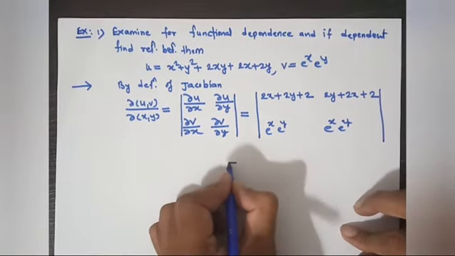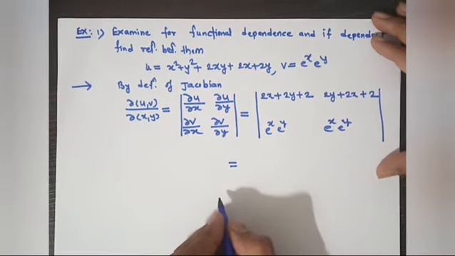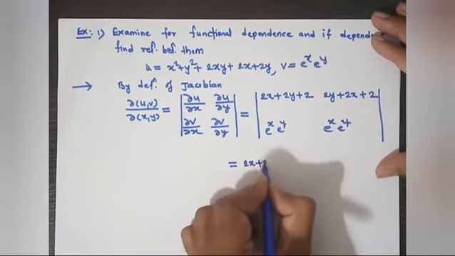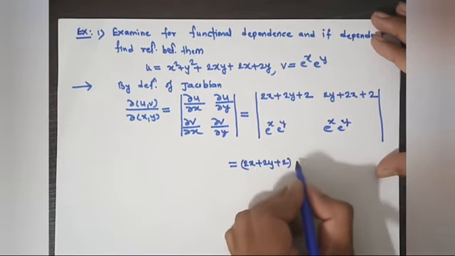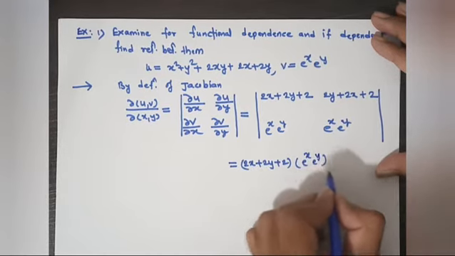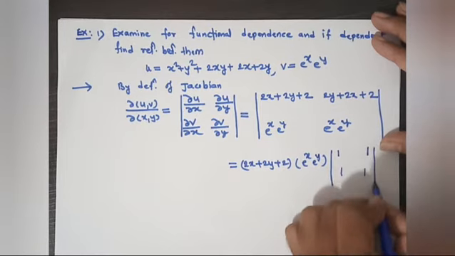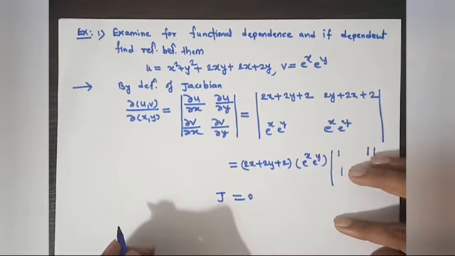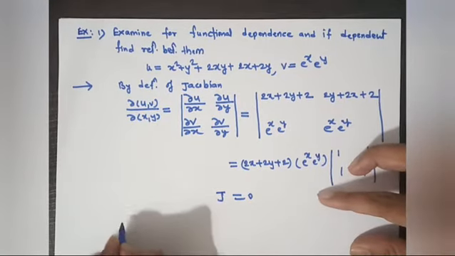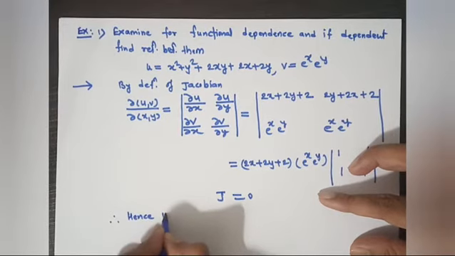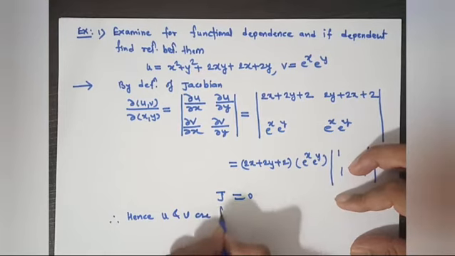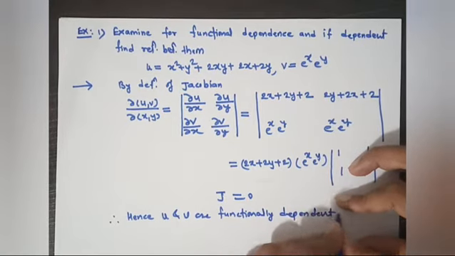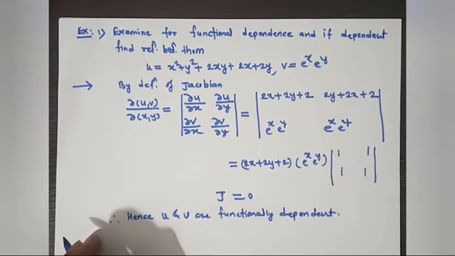Now simplify this and find the value of this Jacobian. From the first row we can take common 2x plus 2y plus 2, and from the second row we can take e raised to x into e raised to y common, and so here is 1 1 1 1, and hence it is equal to 0. Therefore Jacobian of uv with respect to xy is equal to 0. Hence we say that u and v are functionally dependent. If Jacobian is 0, then we clearly say that u and v are functionally dependent. That means u and v depend on each other.